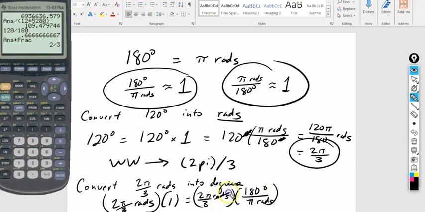So your rads now will cancel, and I'm going to be left with degrees. Now my pi's cancel. Can you see that? And so I'm going to be left with 2 times 180 in the numerator, all divided by 3. And again, if you put that in your calculator, 2 times 180 is 360, and 360 divided by 3 is 120.